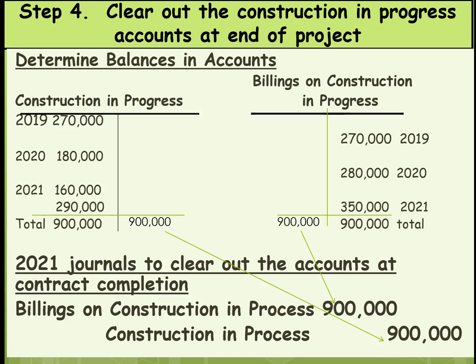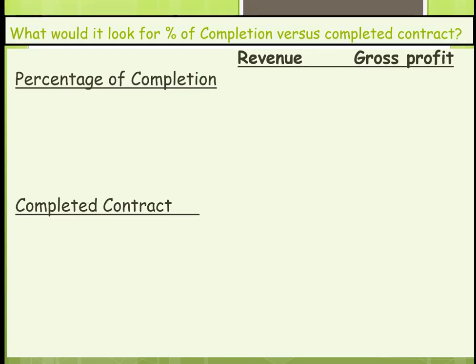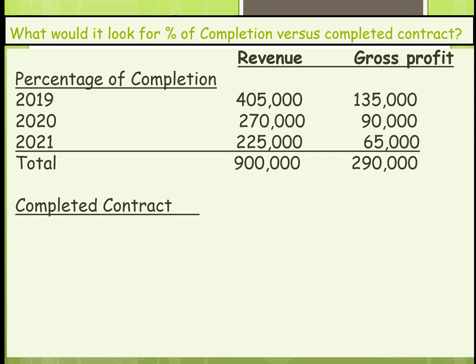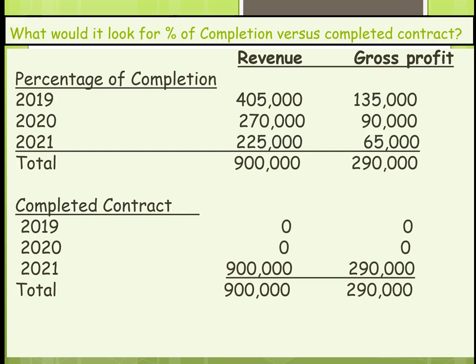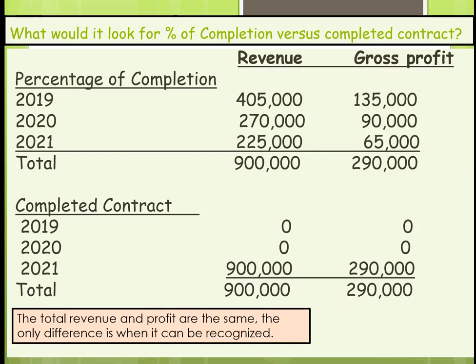Now, let's take a look at what it looks like for percentage of completion and completed contract. So, same problem. Under percentage of completion, this would be the revenue we would show, and this would be the gross profit we'd show in the books every year. For completed contract, we would show no revenue at all until it is complete, and we would show no gross profit. The total revenue and profit are the same. The only difference is when it can be recognized.